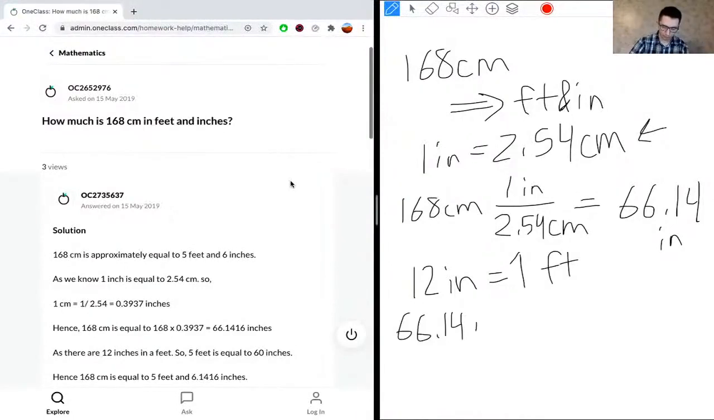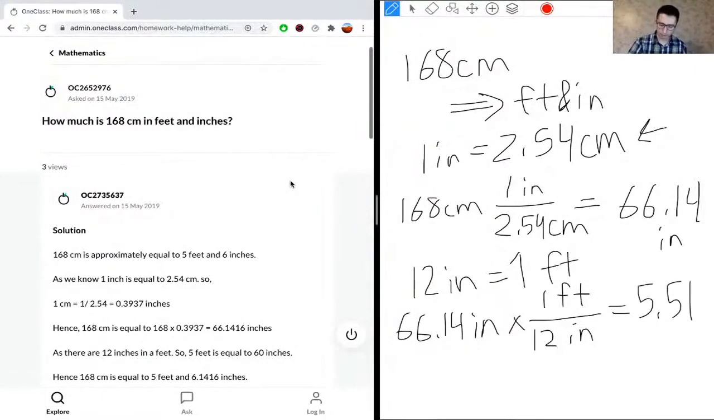So 66.14 inches times 12 inches on the bottom and 1 foot on top. And here we can see that the inches cancel out, and we end up with, so we'll take 66.14 divided by 12, and that will give us 5.51 feet.